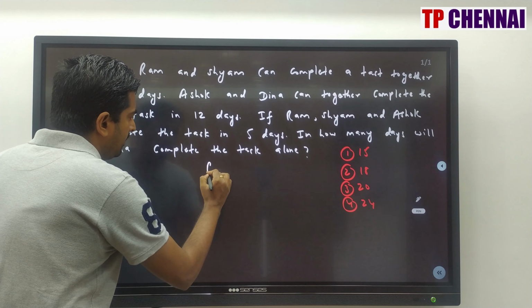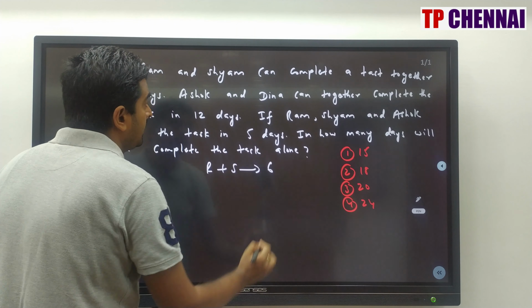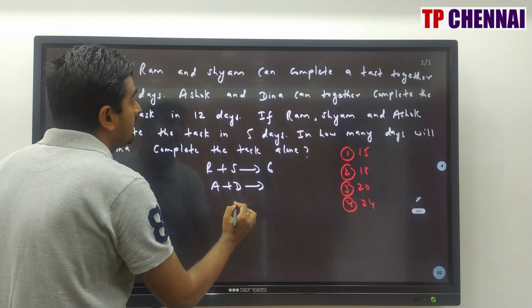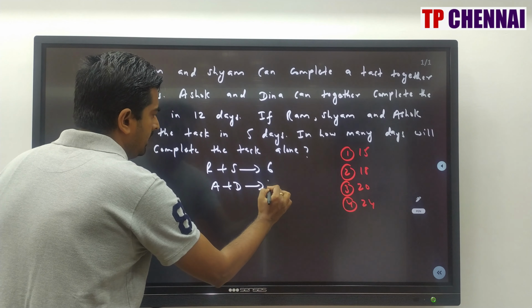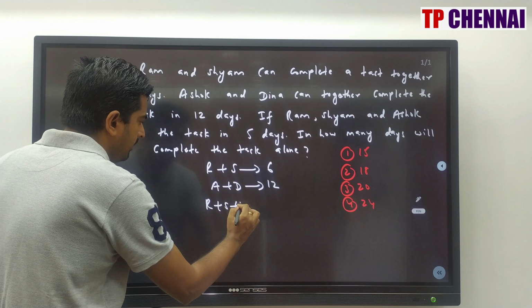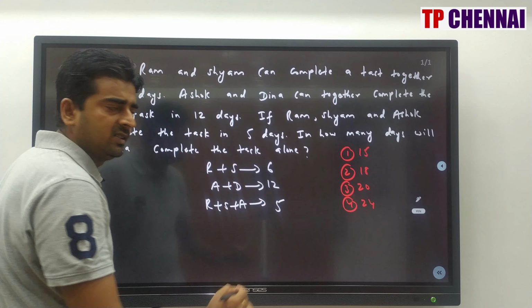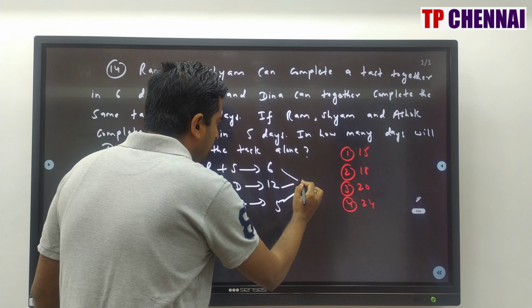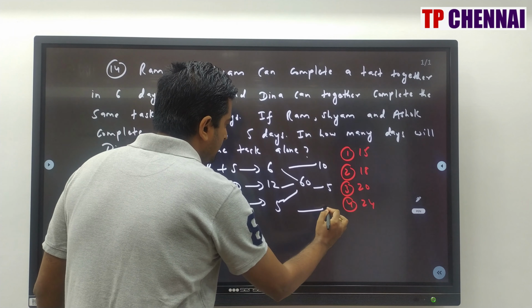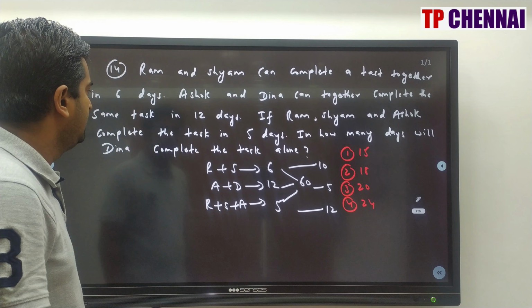So initially Ram and Shyam are there. They complete a task in 6 days. Then you have Ashok and Deena. They complete the task in 12 days. Then Ram, Shyam and Ashok, they complete the task in 5 days. LCM of these three numbers is 60. This is 10. This is 5. This is 12. Now what are they asking? In how many days will Deena complete the work?